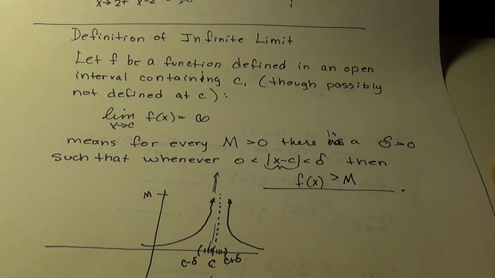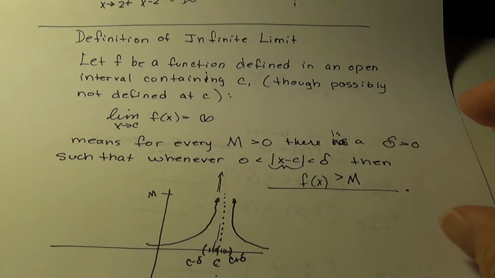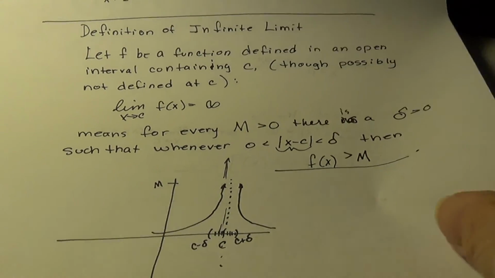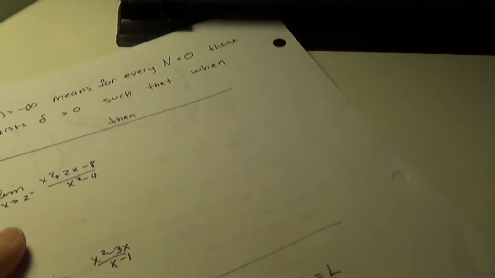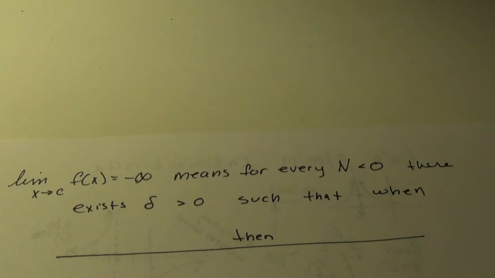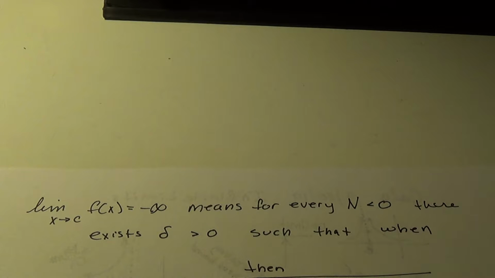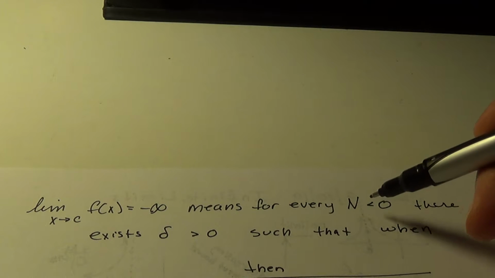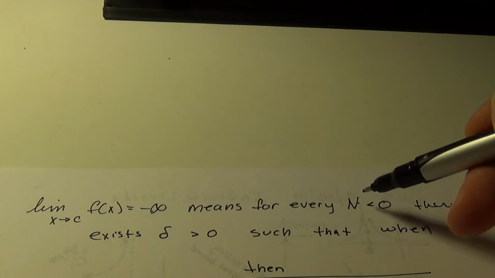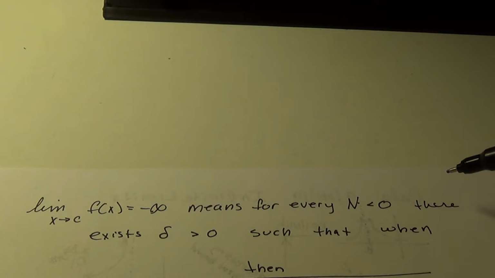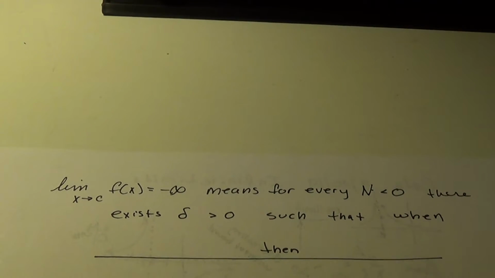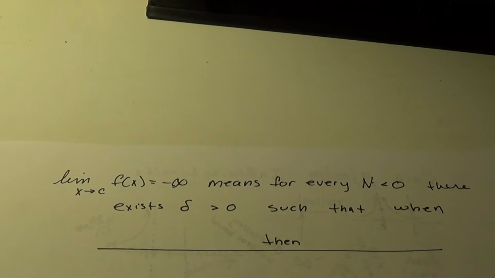All right, hope that picture helps and that you were able to fill it in before I did. All right, see if you can do it the other way. All right, now let's talk about negative infinity. The limit as x approaches c of f of x equals negative infinity means for every n less than 0, so this time I'm picking an n that's way low, like maybe negative 1,000. There exists a delta greater than 0 such that when, I didn't give you much, did I?